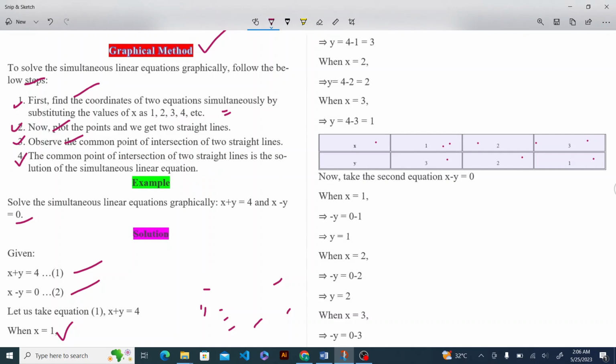Okay. So now we are going to take the second equation, that is x minus y is equal to 0. We are going to rearrange this so that we will put the values for x, and we will get the values for y.